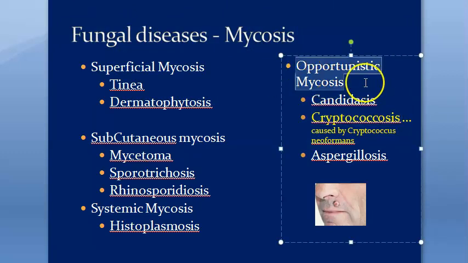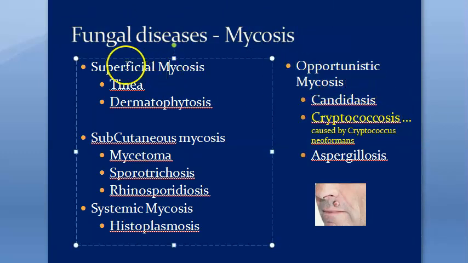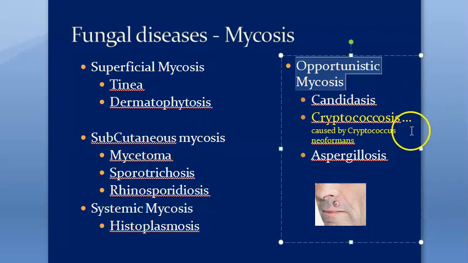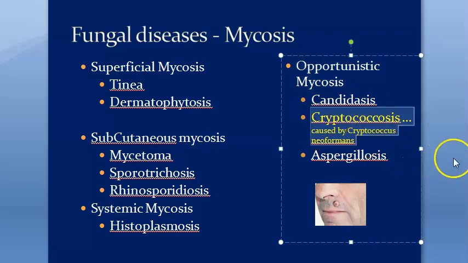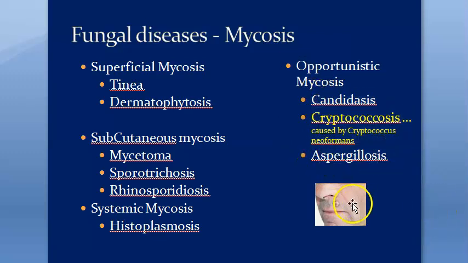In that you have opportunistic mycosis, right? You have actually so many types of mycosis. You have superficial mycosis, cutaneous mycosis, systemic mycosis, and opportunistic mycosis, which will affect only people who are immunocompromised. In that you can see cryptococcosis. The other opportunistic mycosis are candidiasis and aspergillosis.